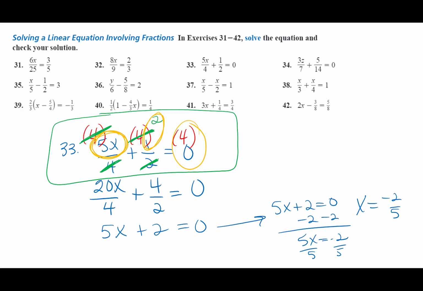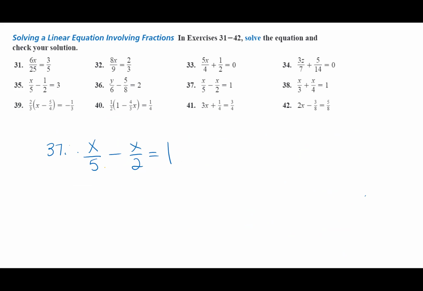But do you see what I have here in orange? I have a 5x that's left over, a positive 2 left over, and a 0. And that's exactly what I ended up with after I simplified fractions. Let me show you another one, and I think it will start making sense.